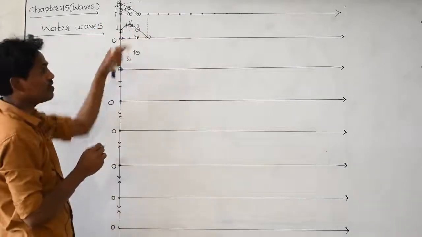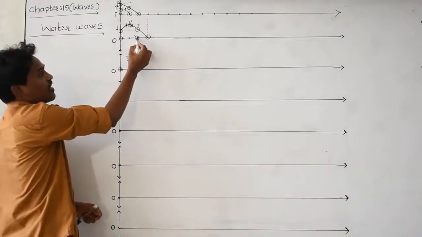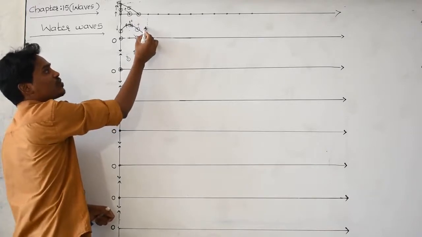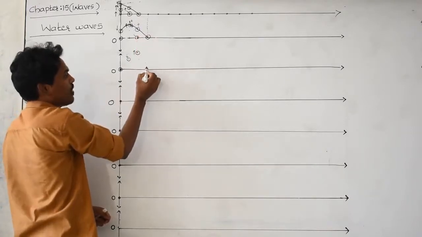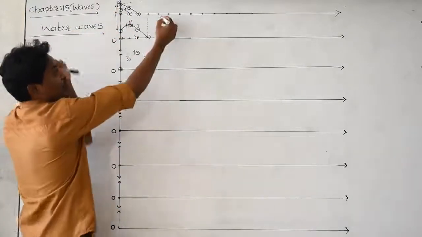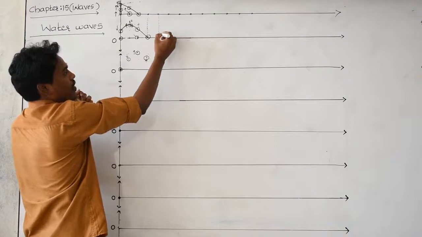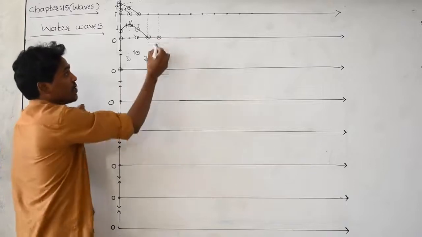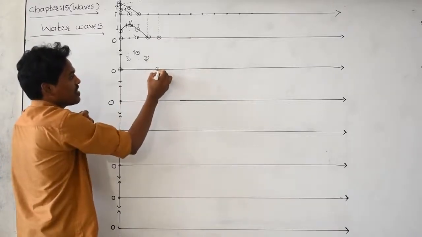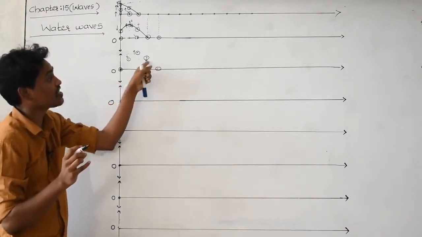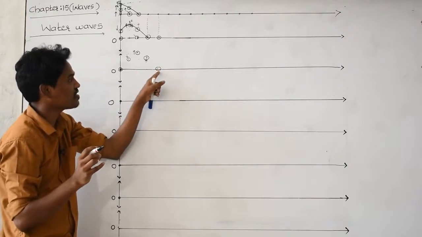And what about this particle? The disturbance created by the third particle has reached the fourth particle, and it is disturbed and moving to this point. I have shown here. In which direction is this moving? This is moving in the upward direction. And what about the fifth particle? The fifth particle is still at rest. What is the reason? The disturbance from the fourth particle has not yet reached the fifth. That's why it is still at rest.